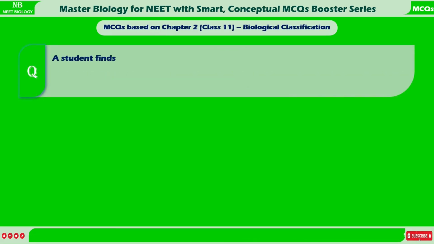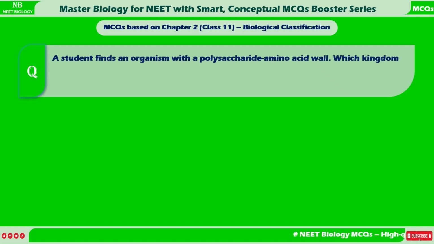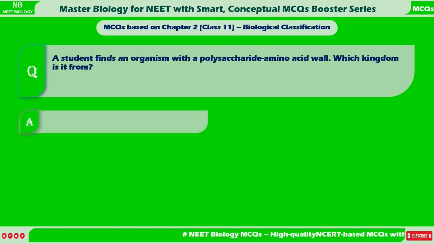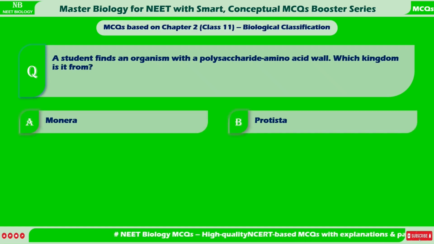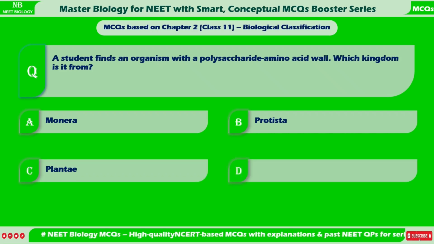A student finds an organism with a polysaccharide amino acid wall. Which kingdom is it from? A. Monera, B. Protista, C. Plantae, D. Fungi.